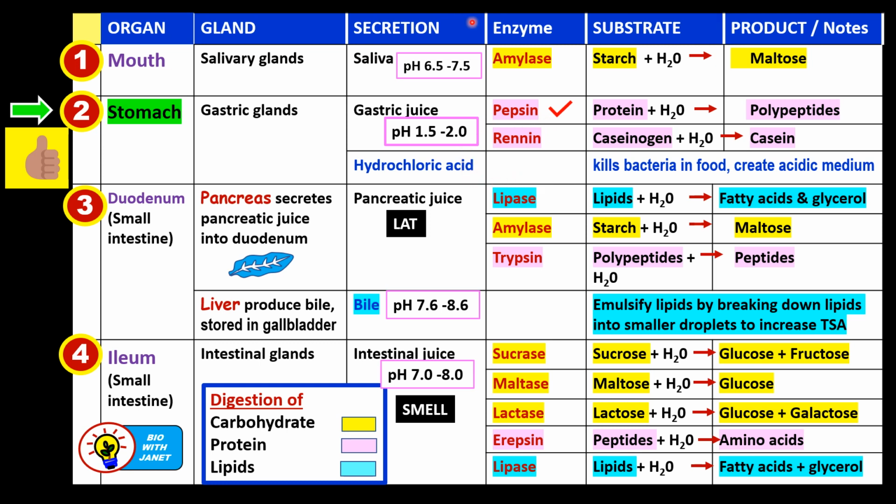Now, how about hydrochloric acid? Hydrochloric acid kills the bacteria in the food and creates an acidic medium for the action of pepsin, which needs an optimum pH of 1.5 to 2.0 for its fast action.